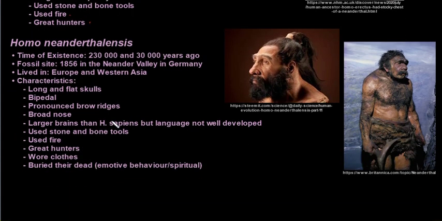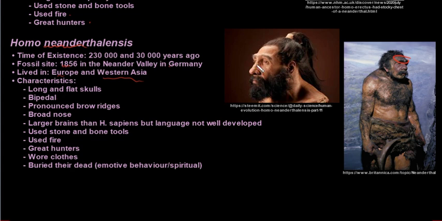Then Homo neanderthalensis, the Neanderthals, got their name from the Neander Valley in Germany, where the first fossil was found in 1856. Now they lived around 230,000 to 30,000 years ago. They lived in Europe and Western Asia. The characteristics here: they had long and flat skulls, bipedal. They still had pronounced brow ridges, as you can see.